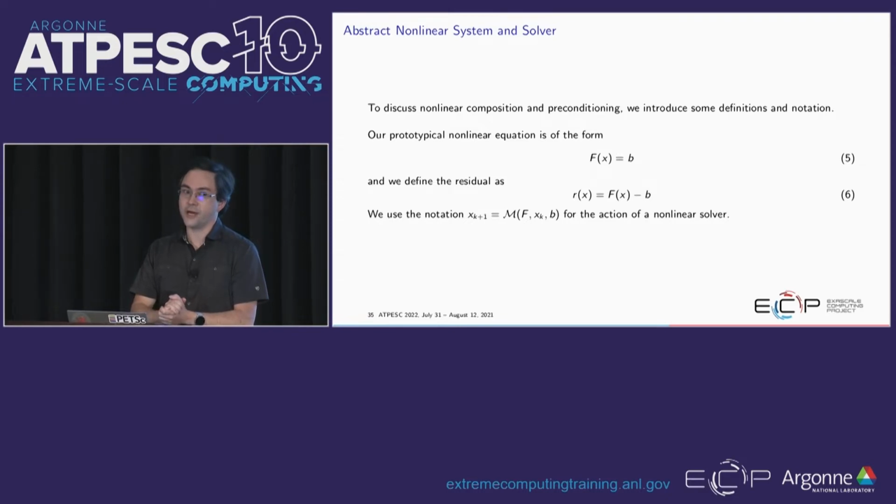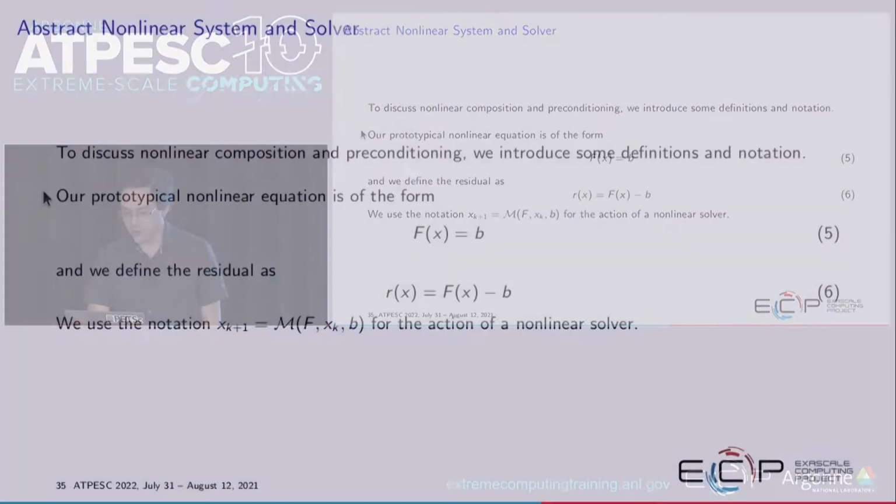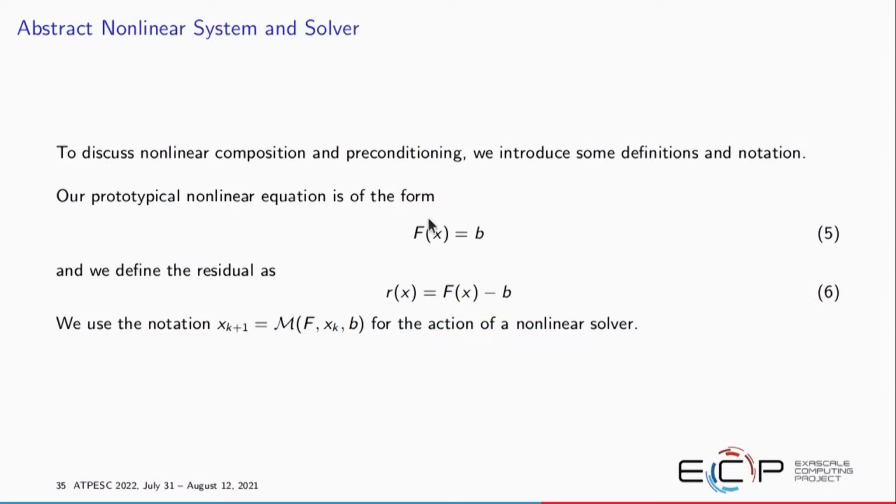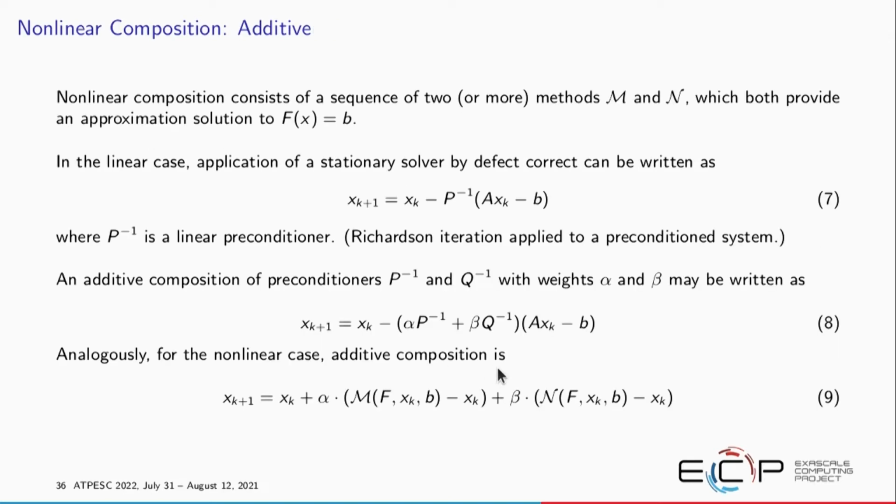So I got to start by introducing some definitions and notation. Our prototypical nonlinear equation is of this form, f of x equals b, and we define the residual like so. And then I'm going to use this notation where we have an iterate x sub k plus 1 equals script M, and then I've got a nonlinear function f, an iterate x, and a right-hand side b for the action of a nonlinear solver.